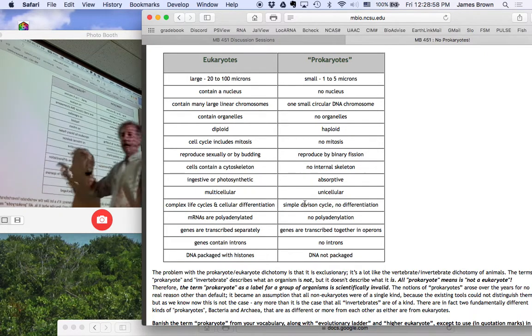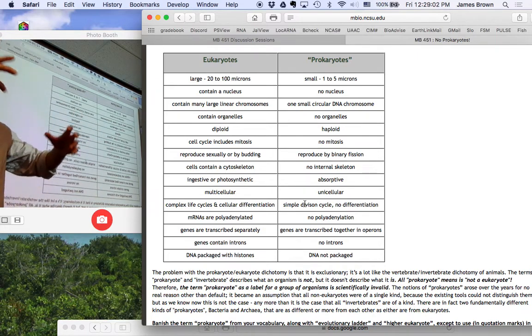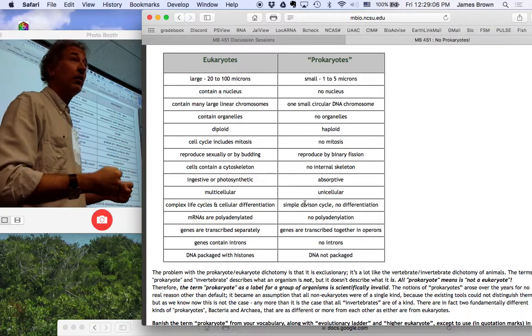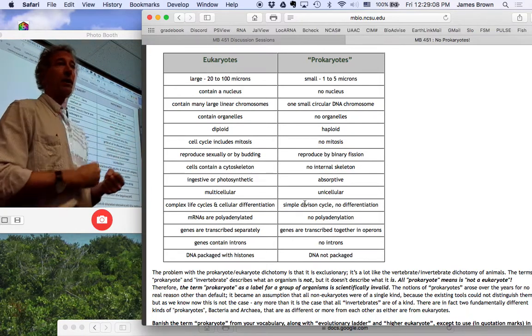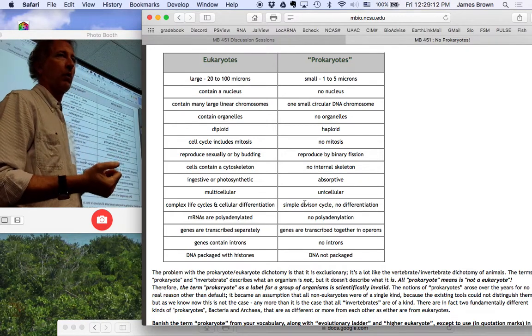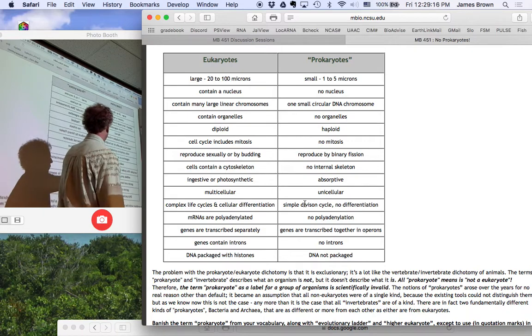And bacteria, although they don't form big lumbering creatures that walk around with cell phones, they certainly do function in populations, sometimes very simply, sometimes in very complicated ways, and we'll talk about that later on. Complex life cycles, that's false.